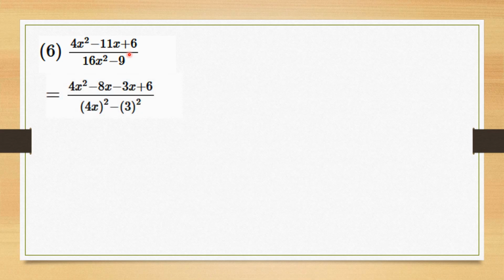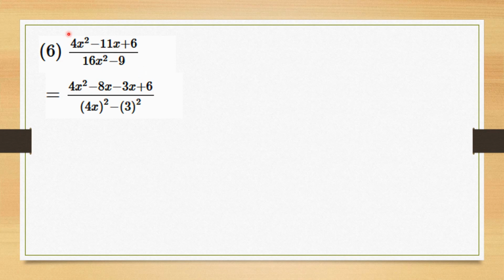And if you see, the denominator is of the form a squared minus b squared. So we'll write 16x squared and 9 in the form of a squared minus b squared. 16 is the square of 4 and 9 is the square of 3. So the denominator will change to (4x) the whole squared minus (3) the whole squared.